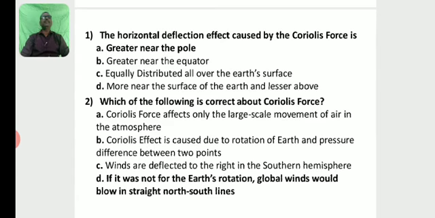Which of the following is correct about Coriolis force? Coriolis force affects only the large scale movement of air in the atmosphere. Coriolis effect is caused due to rotation of Earth and pressure difference between 2 points. Winds are deflected to the right in the southern hemisphere. If it was not for the Earth's rotation, global winds would blow in straight north-south lines. So I think D is the correct answer.